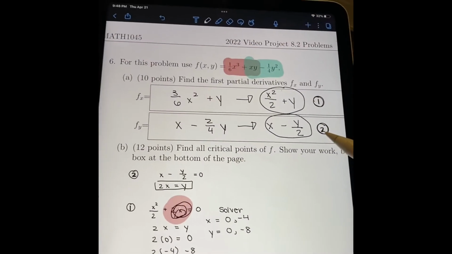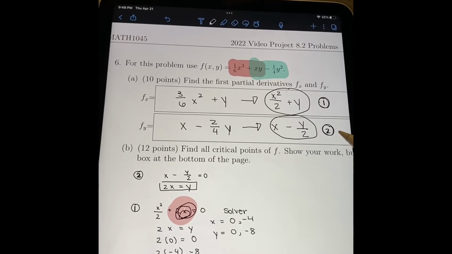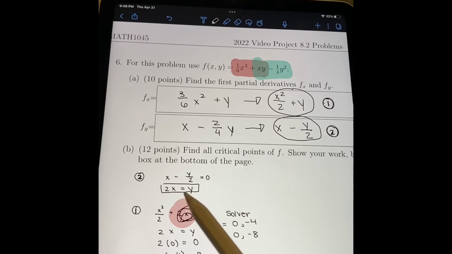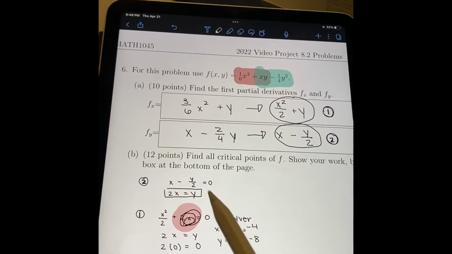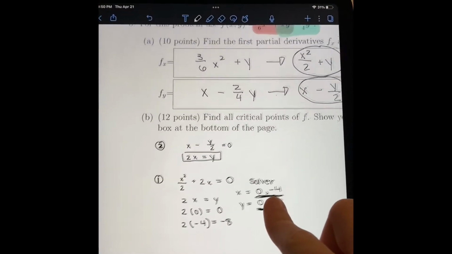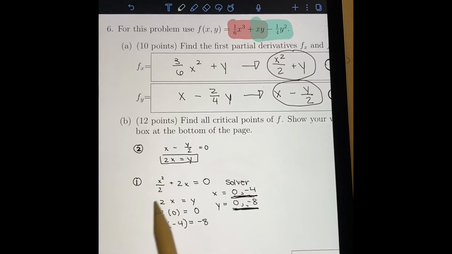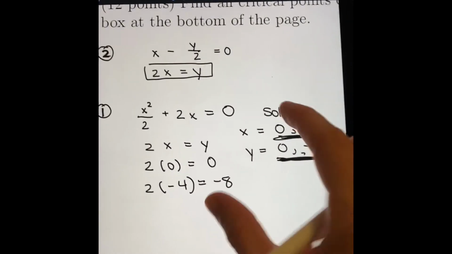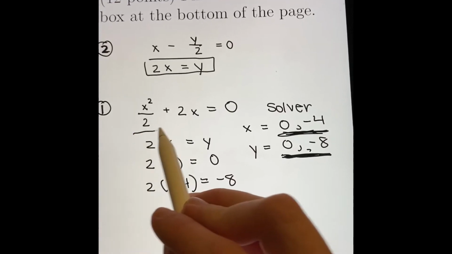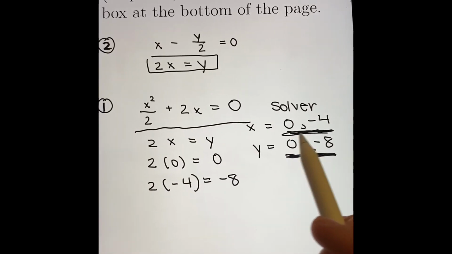Next, it was easiest to isolate a variable in the second equation, so I did 2x equals y, just manipulating the variables up here, moving y to the other side, and multiplying by 2. In the original equation, there is a y, but I have substituted it for the 2x. So when I set this equal to 0 in Solver, I produced x equals 0 and negative 4.